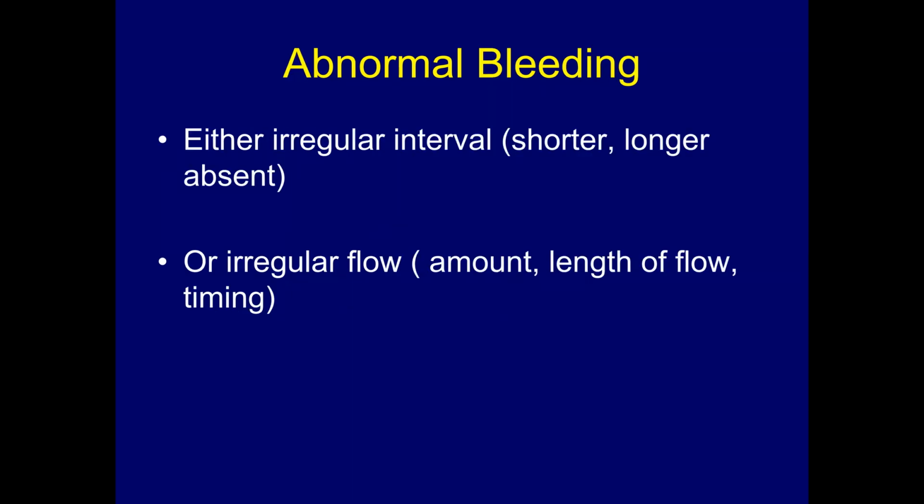So abnormal uterine bleeding, either we're dealing with an irregular interval, could be shorter, could be longer, or there's no bleeding. I mean, it could be oligomenorrhea or amenorrhea. All of these are causes of abnormal uterine bleeding. Or it could be irregular flow, a lot of amount, lots of clots. Instead of 4 to 6 days, you might have 10 days, 12 days. So length of that. Timing. And she can bleed at any time. She can bleed today, bleed after 1 week, bleed after another week. So intermittent spotting. So all of these count as abnormal bleeding.